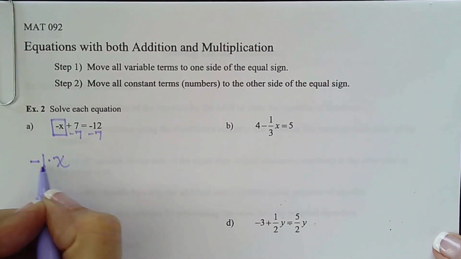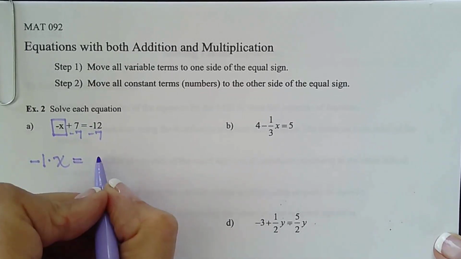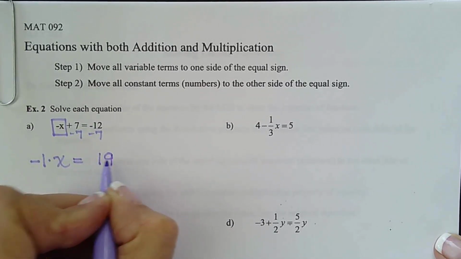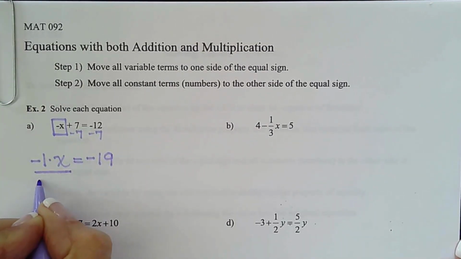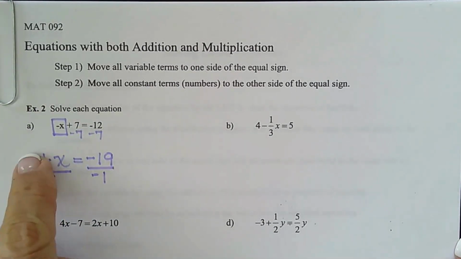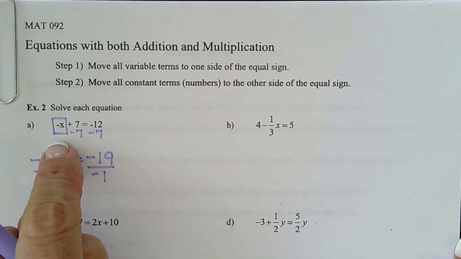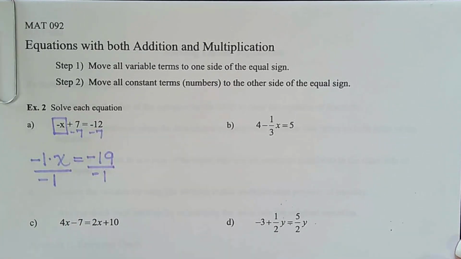So negative 1 times x equals, when the signs are the same, add and keep the sign. So negative 1x equals negative 19. Then the opposite of times is divide. So the opposite of multiplying by negative 1 is dividing by negative 1. And remember, we never change the signs. We only change the signs for addition and subtraction, not for multiplication and division.